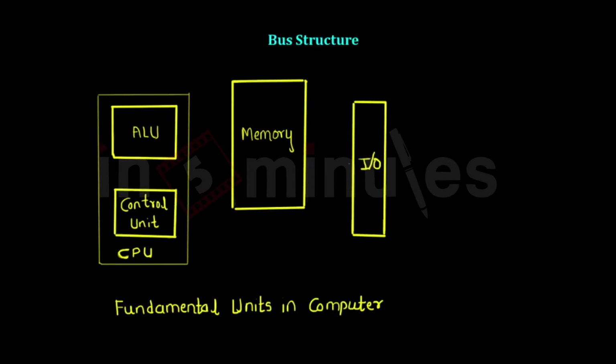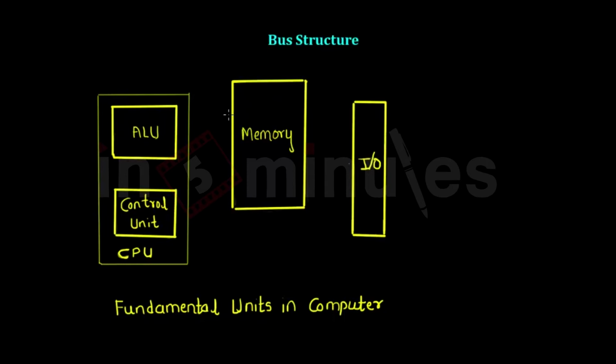So far we have studied the different components that are present in the computer. Now we are going to see the interconnection between these components. So we have these components: CPU, memory and input-output module. Now let's see what kind of information flows are present inside a computer.